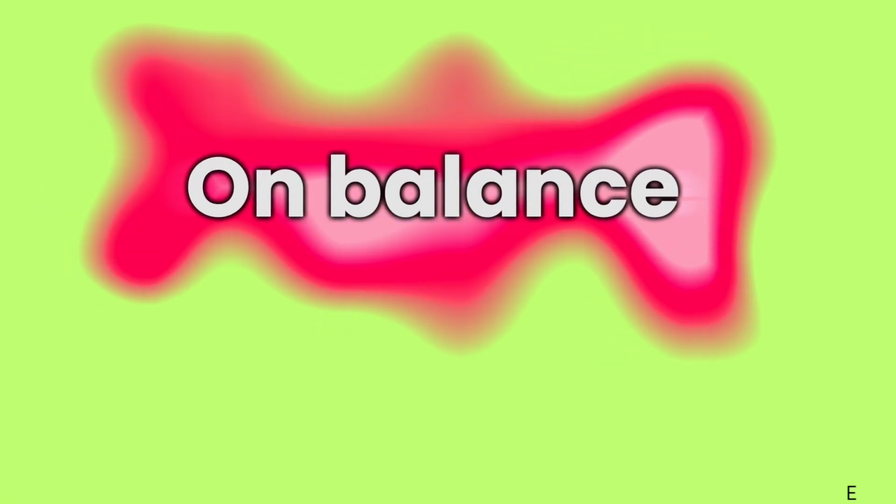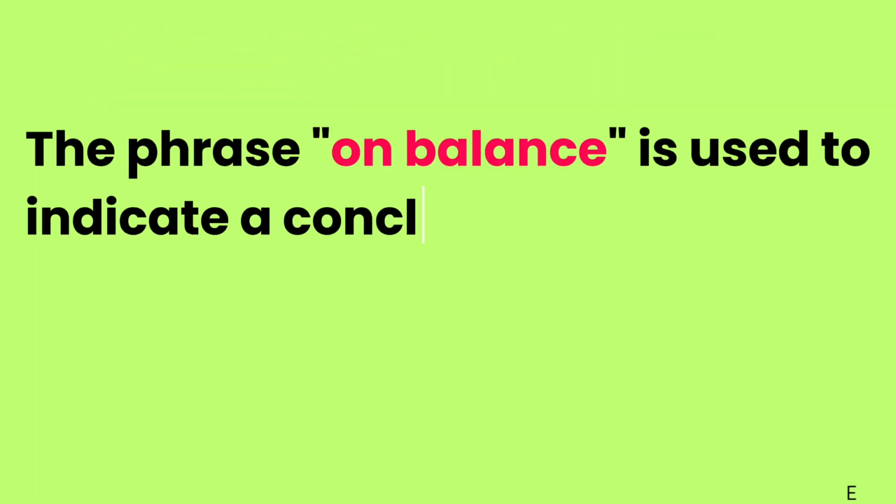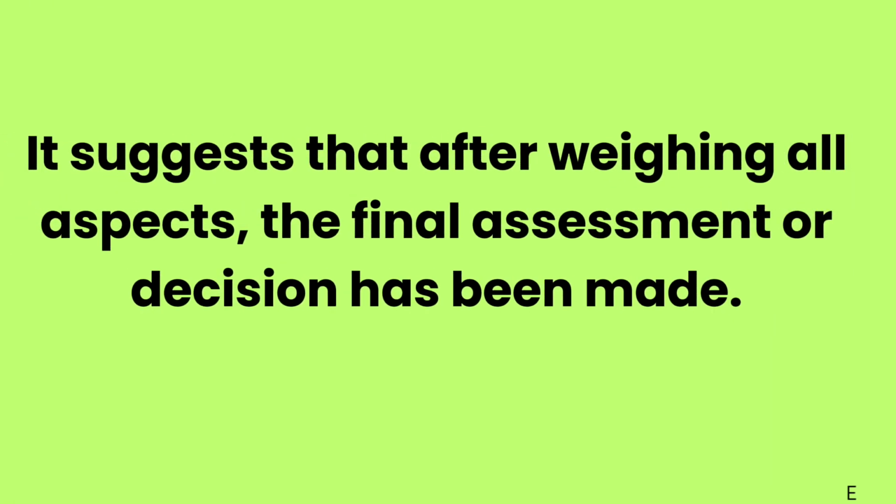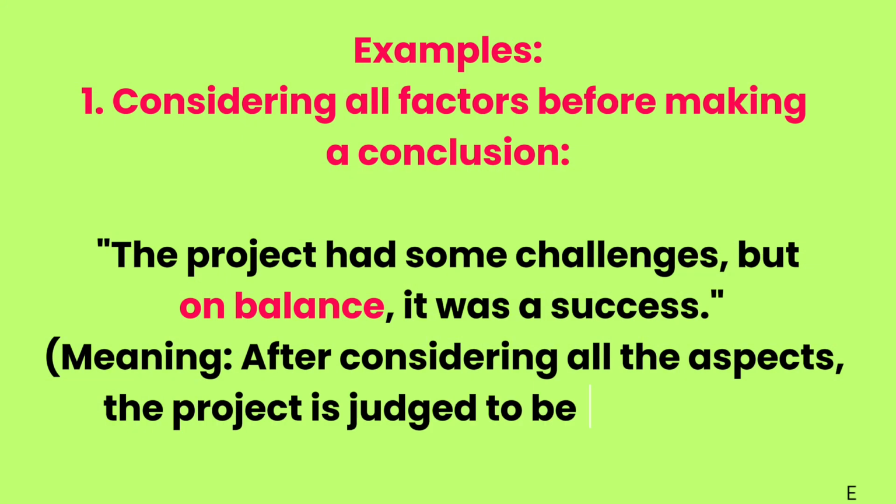On balance. The phrase on balance is used to indicate a conclusion or judgment after considering all the factors, advantages, and disadvantages. It suggests that after weighing all aspects, the final assessment or decision has been made. Examples. 1. Considering all factors before making a conclusion. The project had some challenges, but on balance, it was a success. Meaning, after considering all the aspects, the project is judged to be a success.